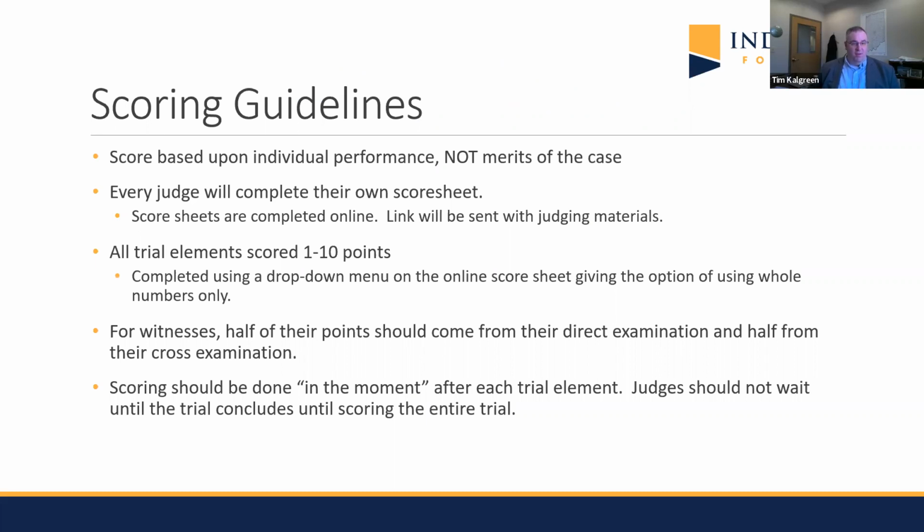Each trial element is scored from 1 to 10 points. On your score sheet, you'll see a drop-down menu that gives the option of using whole numbers only. You will not be able to score using decimals, fractions, or half points or anything like that. For the witnesses, as you score them, you should keep in mind that half of their points should come from their direct examination portion and half from their cross-examination.